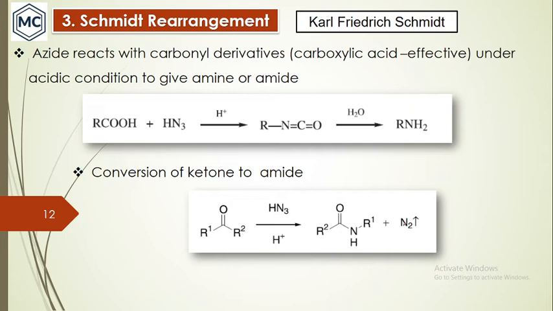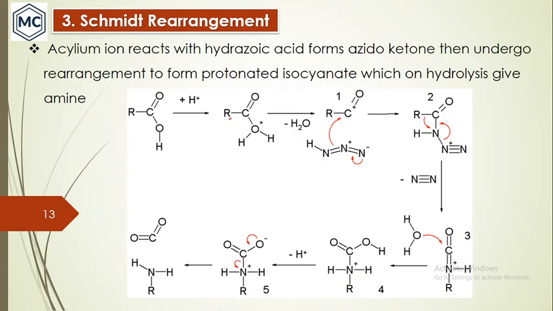Ketone can be converted into amide, and carboxylic acid also can be converted into amine by treating with azide, hydrazoic acid, HN3, in the presence of acid. This is important, the reagent is important: in the presence of acid. So we will see the mechanism of this reaction.